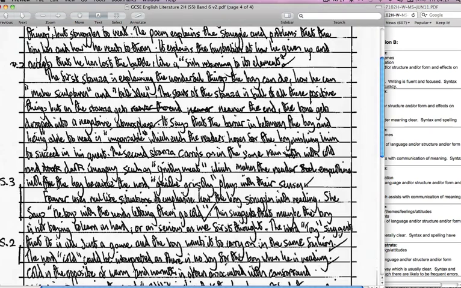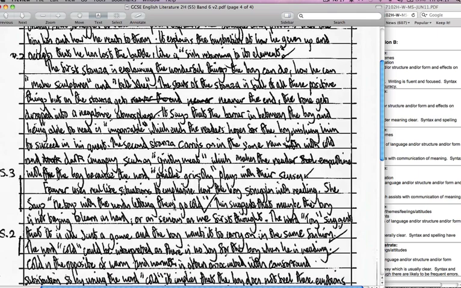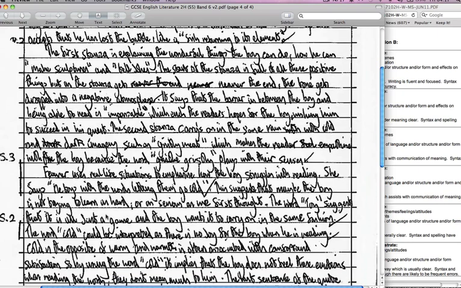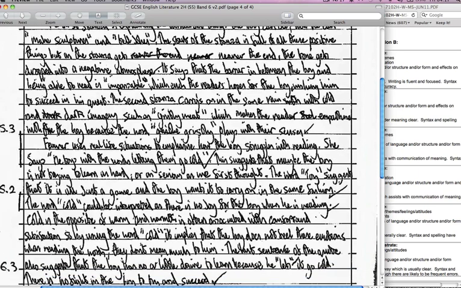Feaver then uses real-life situations to emphasize how the boy struggles with reading. She says "toys with the words, letting them go cold". This suggests that maybe the boy is not trying to learn as hard or as seriously as we first thought. The word "toy" suggests that this is just a game. The word "cold" could be interpreted as there is no joy for the boy in what he's reading. Great analysis of the language there.